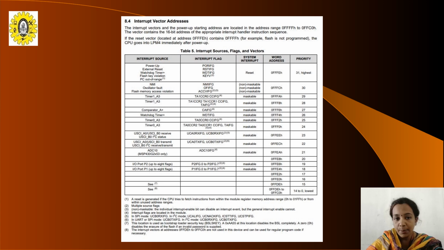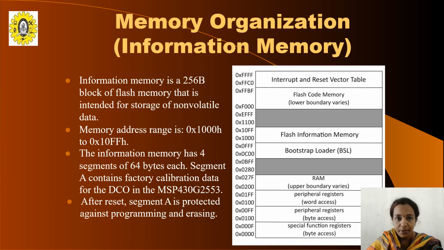So the interrupt vector address table is given here. Next is the information memory, which is 256 bytes, a block of flash memory that is intended for storage of non-volatile data. So we will be storing the data in this flash memory. The memory address will be in the range of 0x1000 to 0x10FF. The information memory has 4 segments of 64 bytes each. Segment A contains factory calibration data for the DCO in MSP430 G2553, which is an advanced microcontroller.